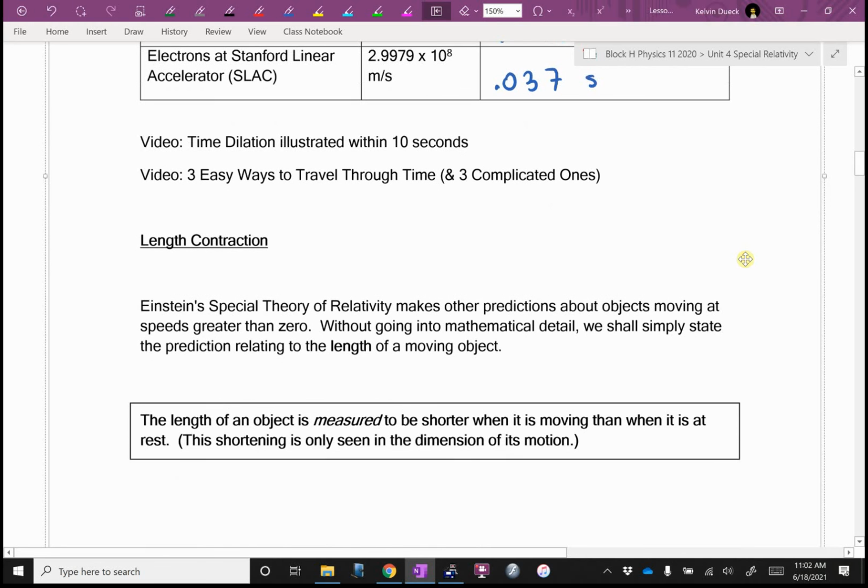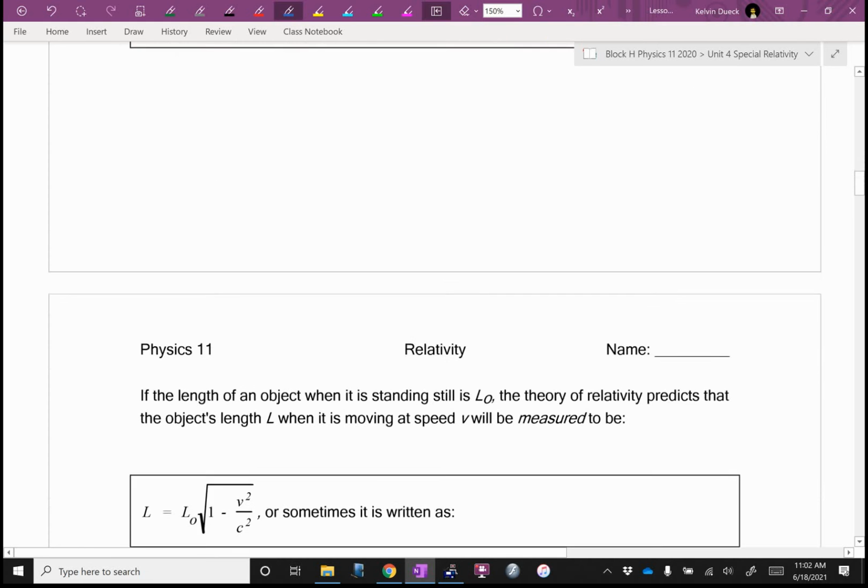It gets weirder. Not only does a moving object's time slow down, it turns out if an object is moving, its length contracts in the direction of movement. I wrote here, the length of objects will be measured to be shorter when it's moving than when it's at rest. This shortening is only seen in the direction of travel. There's an equation for that.